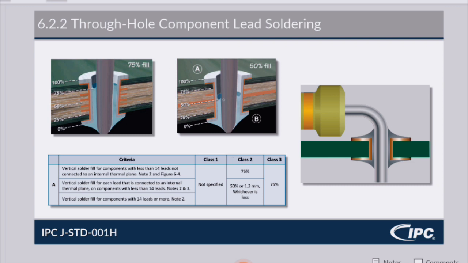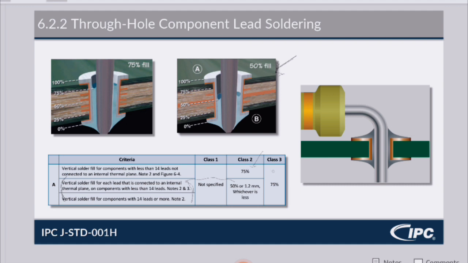When it talks about 75% fill, what this one right here is showing us is a 50% fill, which would be okay for these two for class 2. There is no requirement for class 1, so either one of these would be fine for class 1. So the vertical solder fill for components with 14 leads or more, or vertical solder fill for each lead that is connected to an internal thermal plane on components with less than 14 leads, would be 50% for class 2. If you're doing a class 2 and it's a vertical solder fill for components with less than 14 leads not connected to an internal thermal plane, then it would need to be 75%.